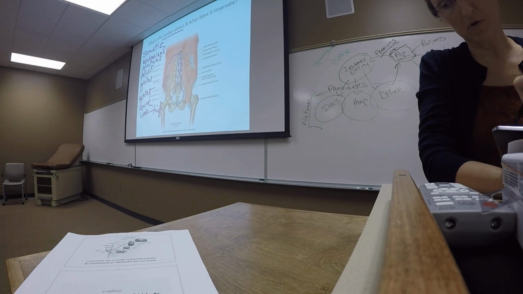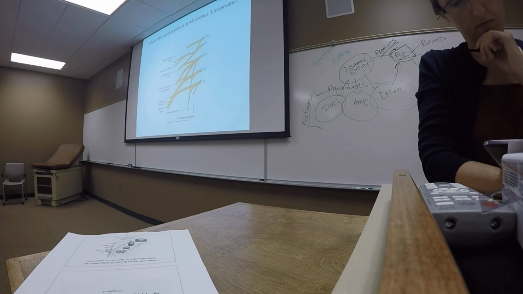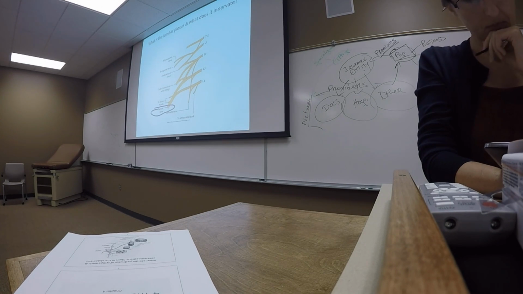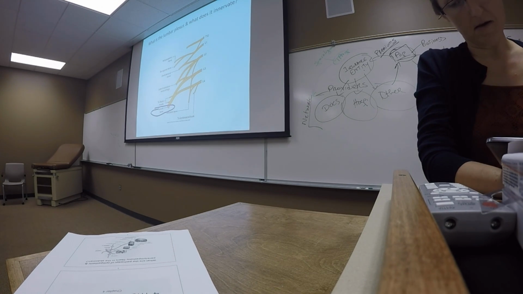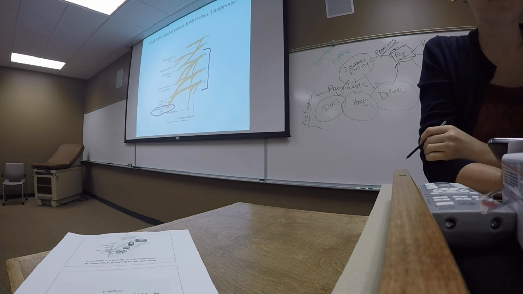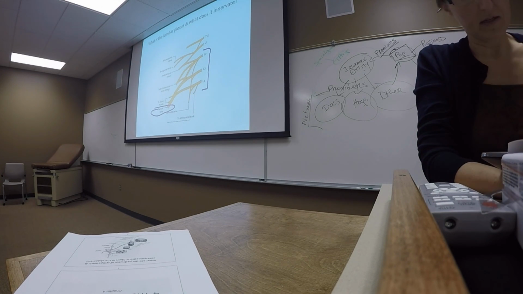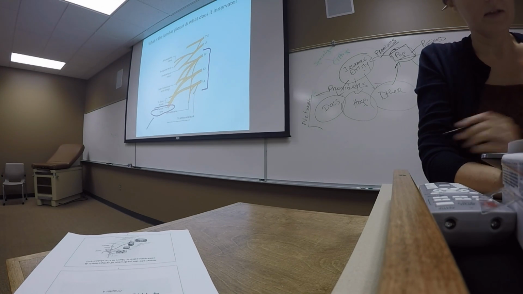Okay, one I want you to know for sure is the femoral nerve. And it is branches of the L2, L3, and L4 spinal nerves. And this obviously goes down to the lower limb.